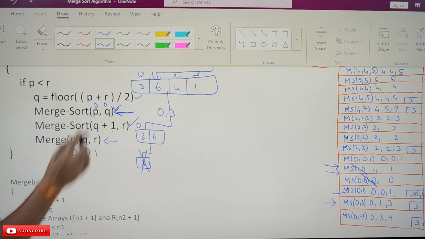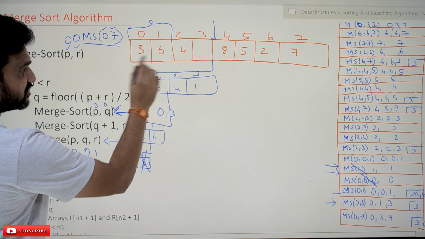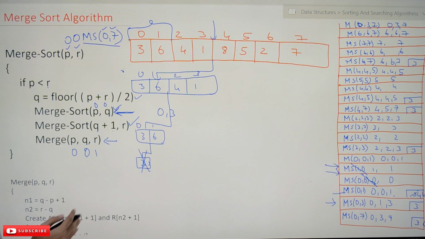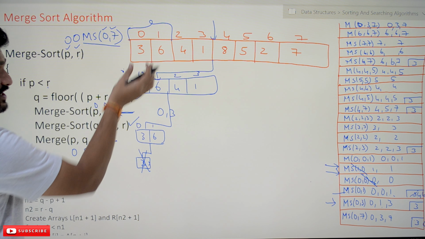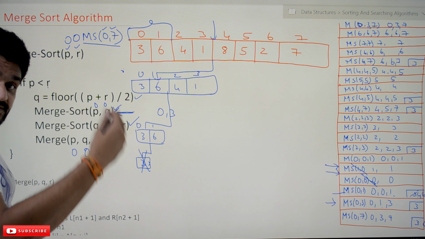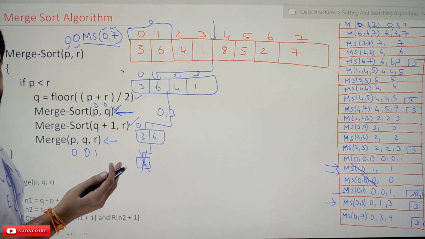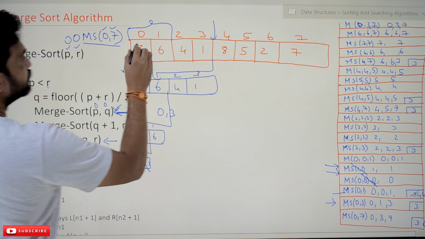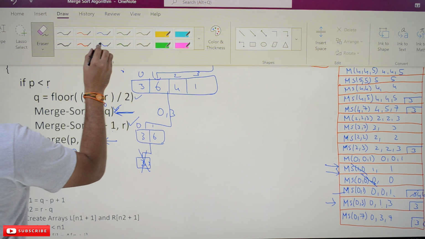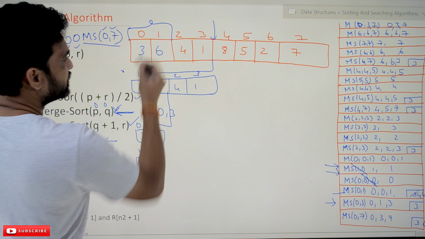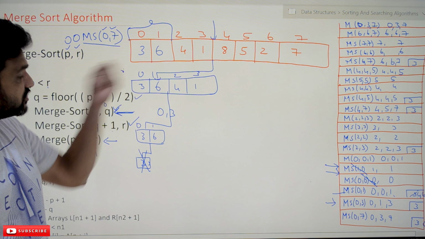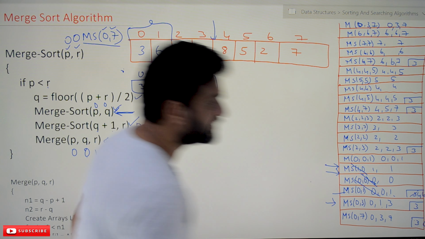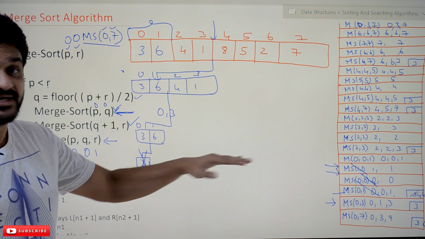Sorting is done because these values are in sorted order. If you consider only this part of the array, it is already in sorted order. Even though it is in sorted order, the values will be overwritten. Okay, so we'll just overwrite that part of the array. So 3 and 6 will be overwritten. Overwritten values are in the blue color. With this, the entire function call is going to die, in the sense that it completes its execution.